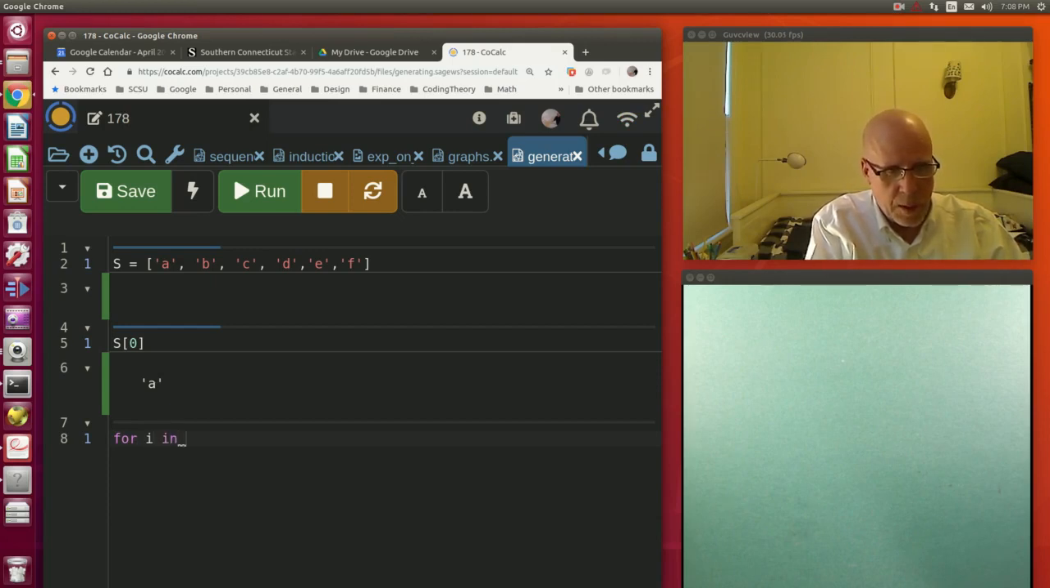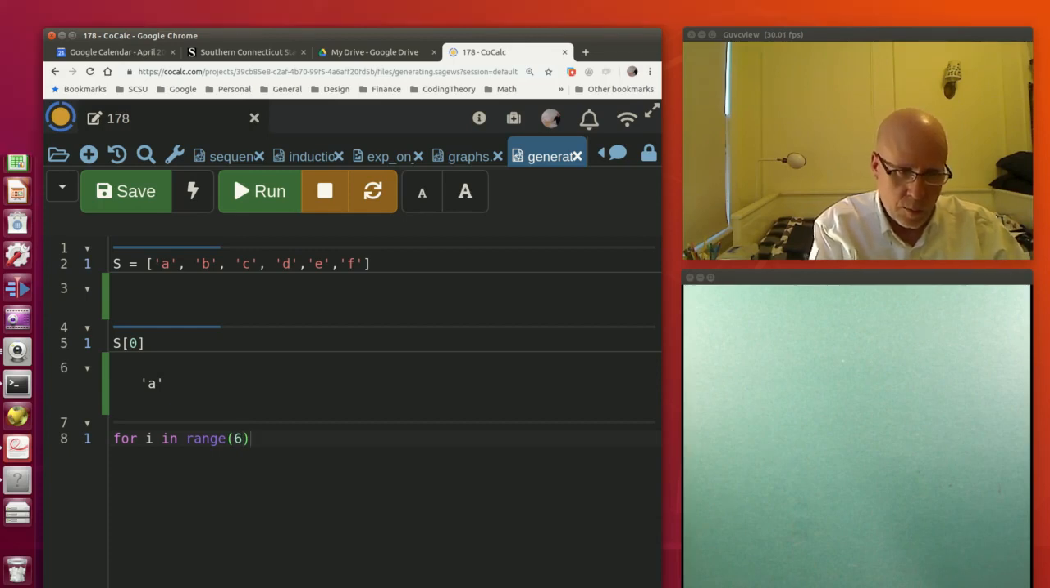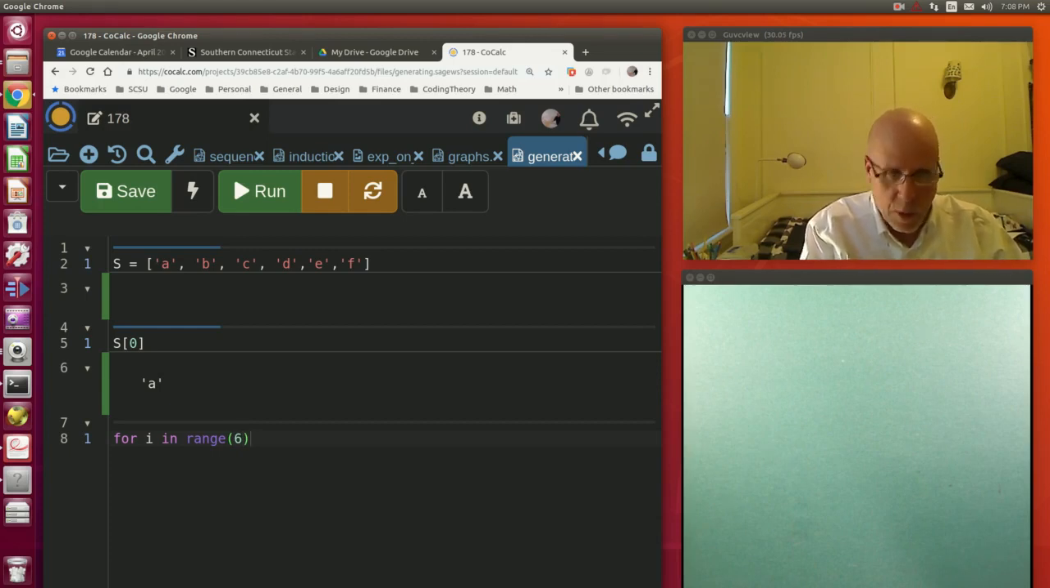For i in, I hope you know about the range operator. That just returns a list of indices that work in a list of length n. So range 6 gets me the 0 up to 5. What I want to do is nest that loop with another loop that also runs over that same span. Let's stop there and see what we can get out of that.